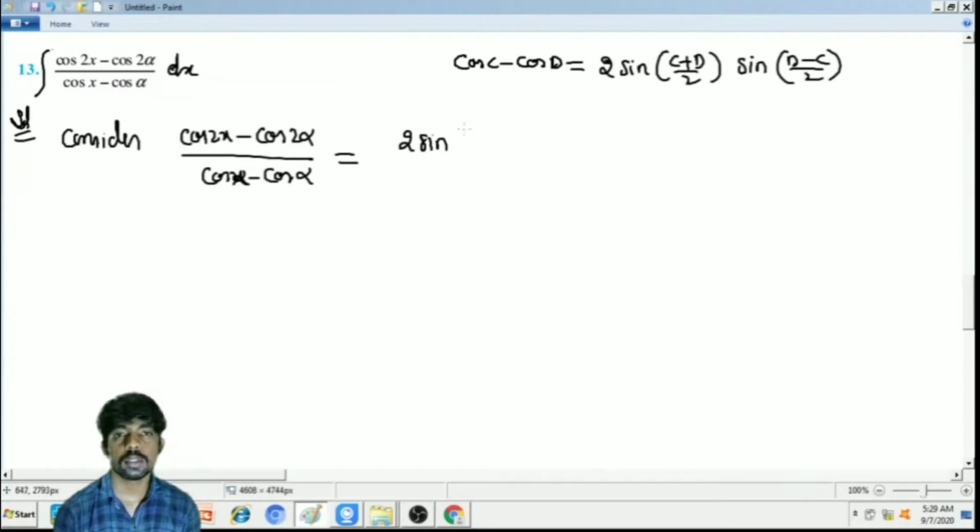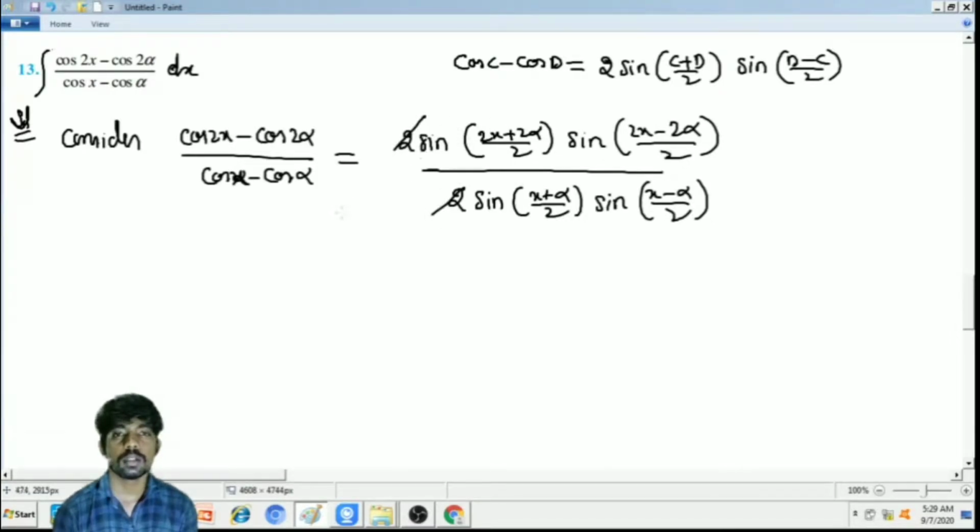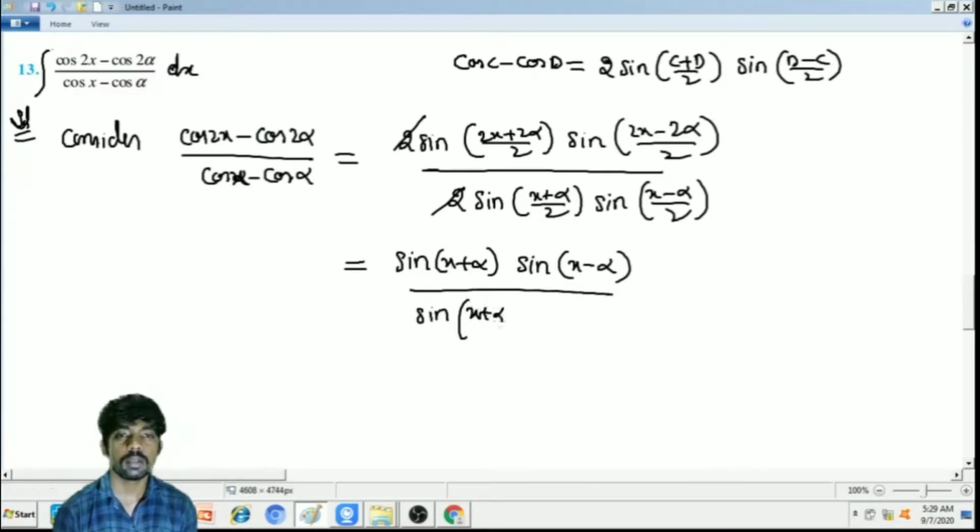2 sin (c plus d) by 2 means (2x plus 2 alpha) by 2, 2 sin (2x minus 2 alpha) by 2. By the same formula for the denominator, 2 sin (x plus alpha) by 2 sin (x minus alpha) by 2. So here 2 cancels, and inside if you simplify you get sin of (x plus alpha) and sin of (x minus alpha). In the denominator we have sin of (x plus alpha) by 2 and sin of (x minus alpha) by 2. We have in the numerator a double angle, so use the formula.